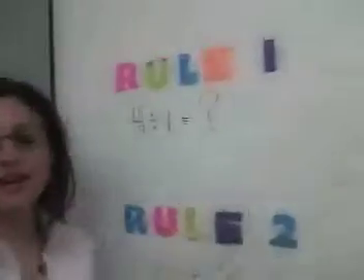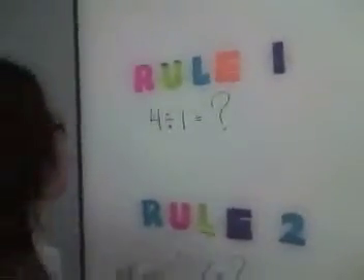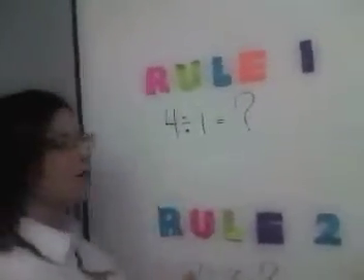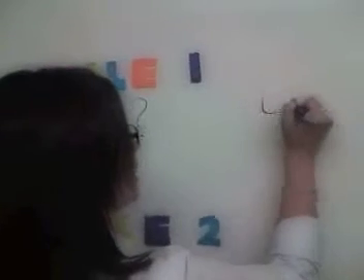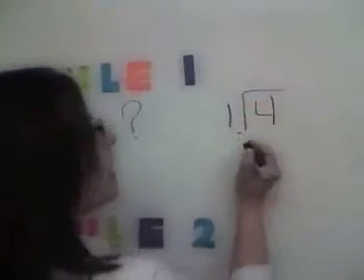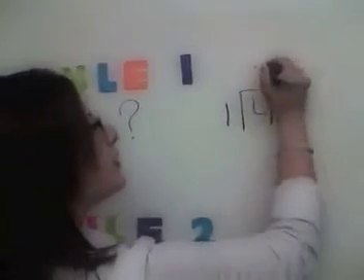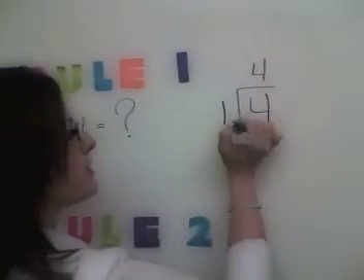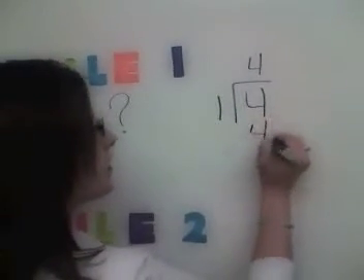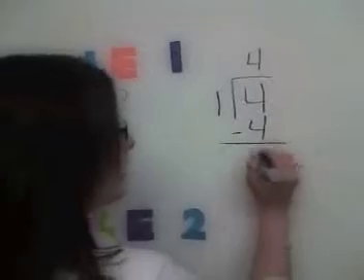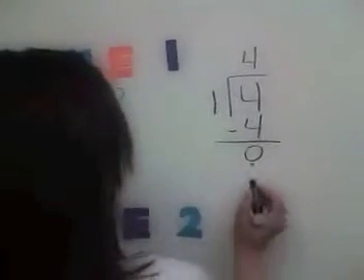Now let's review what we learned. Rule number 1, dividing by 1. For this example, we have 4 divided by 1. We're going to set it up. 1 goes into 4 four times. 4 times 1 is 4. Subtract, and you get a 0 remainder.